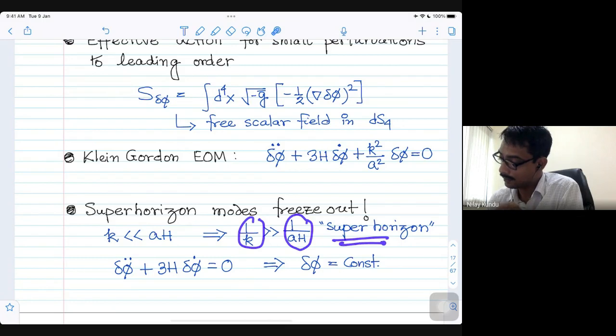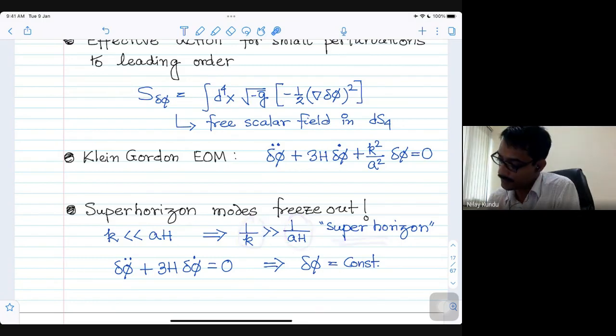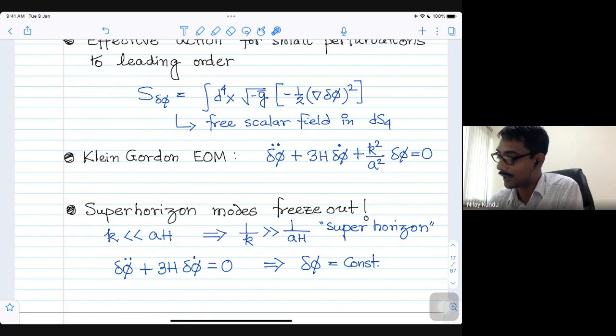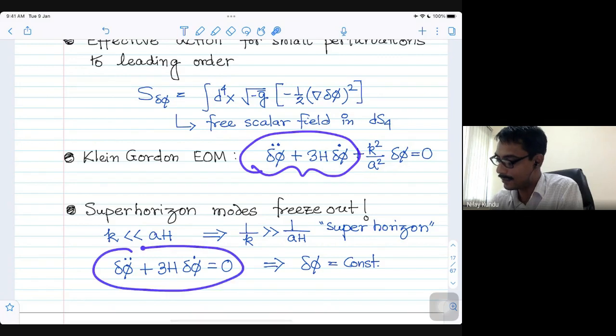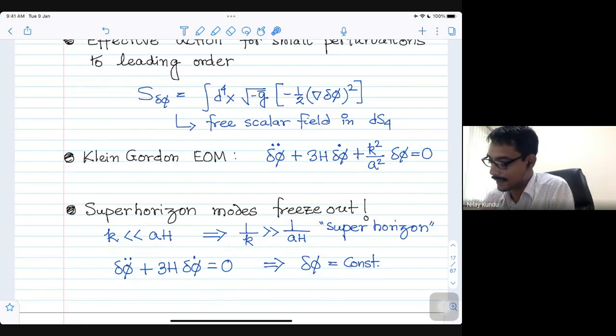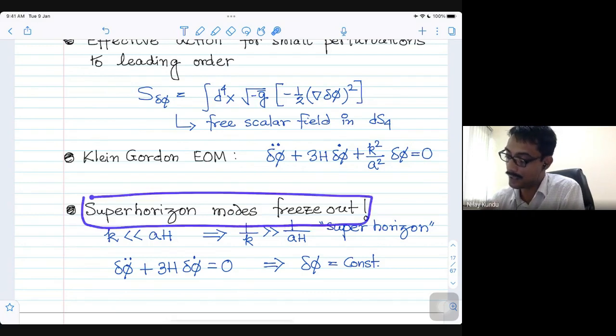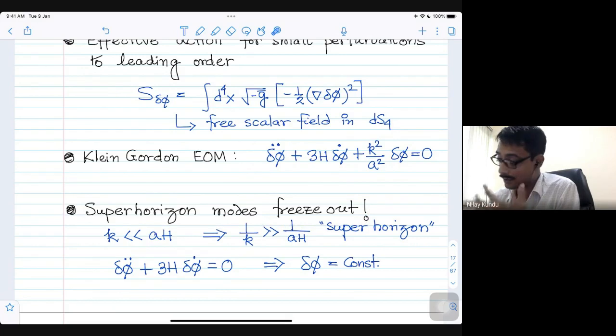And for those cases, you can see that this is equivalent to this. So this term is very small, so you can neglect it, and then the equation is just these two terms, and you see delta phi is a constant. So what we learn here is that super horizon modes freeze out, they become constant.